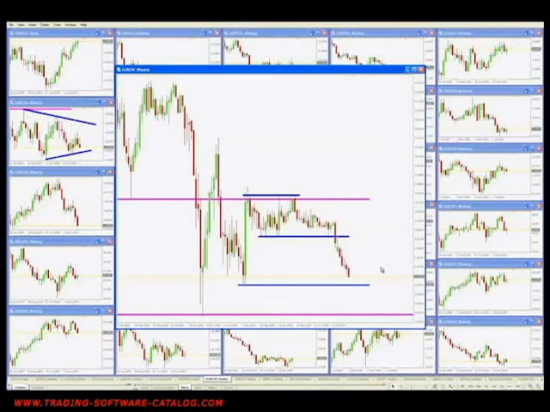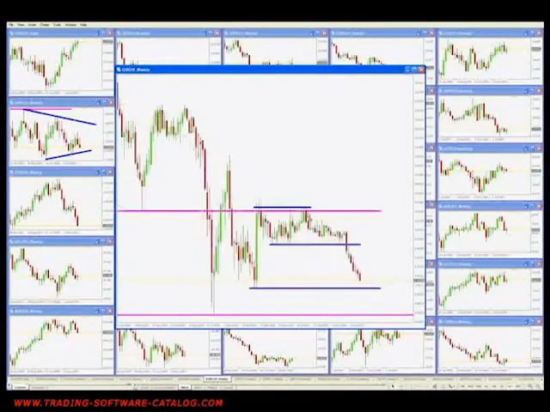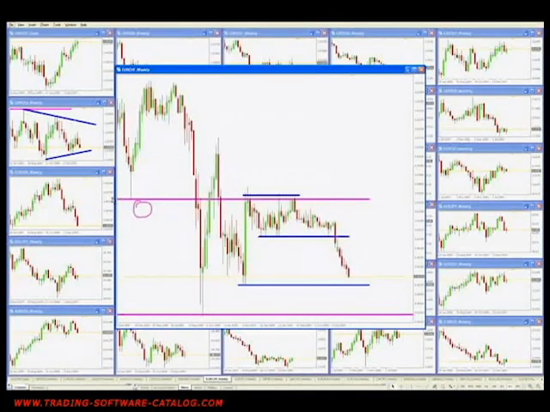I'm not seeing anything that I like here, guys, on this particular chart. Too many different lines, some of them coming from the monthly time frame, some others from the weekly.